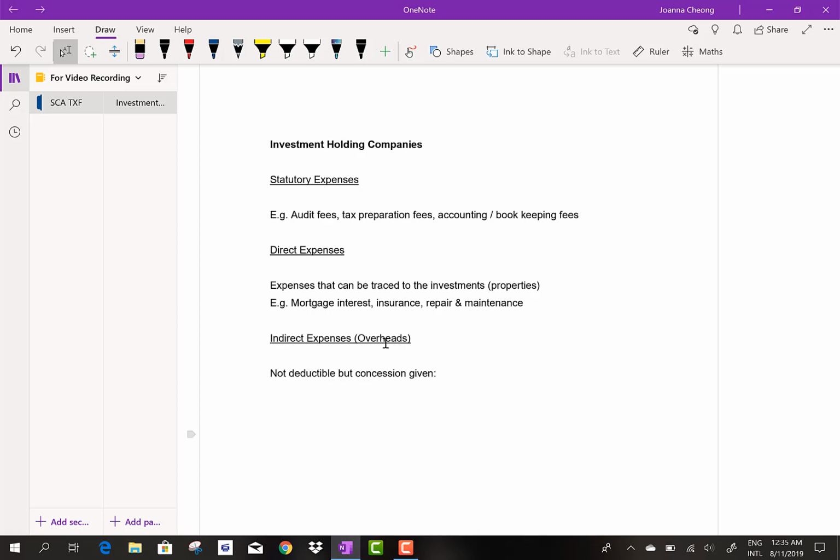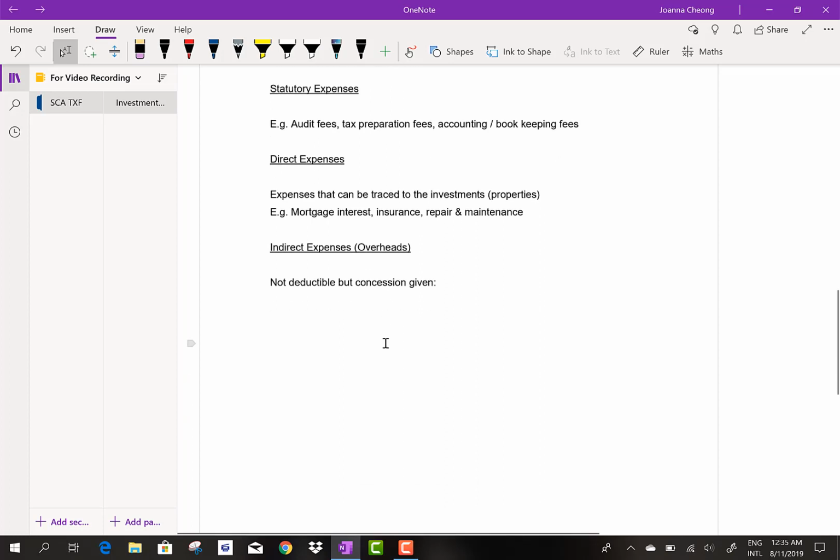So an example will be mortgage interest expense that is linked to that property. Now, the expense that is restricted is actually your overhead, in other words, your indirect expense. That means you are not able to trace it directly to the investment property. So by right you're not allowed to deduct, but there is a concession.